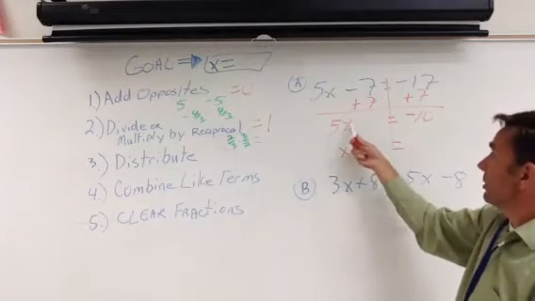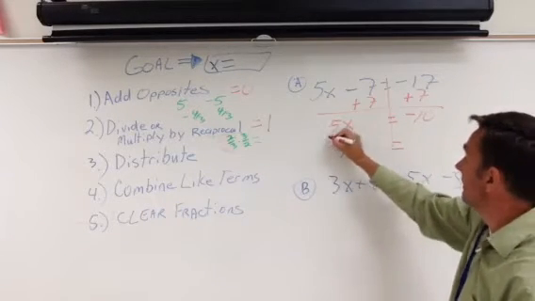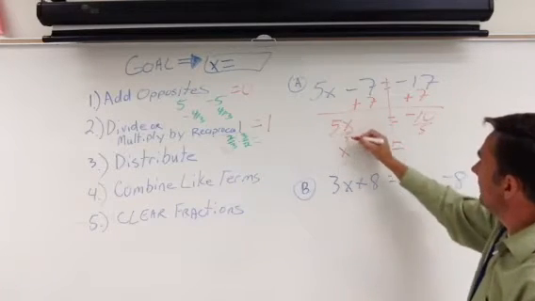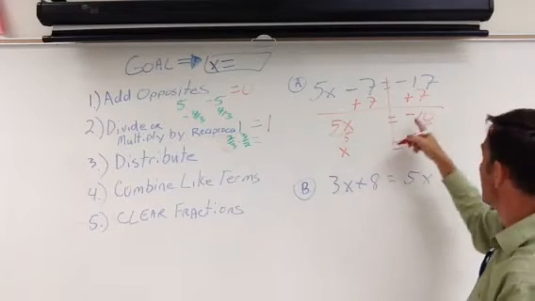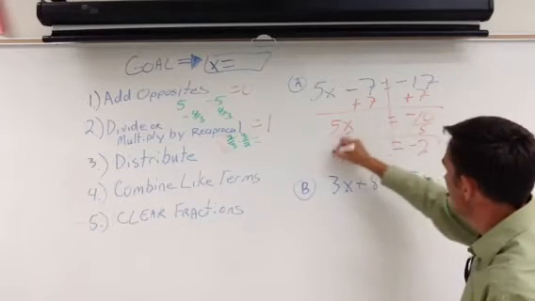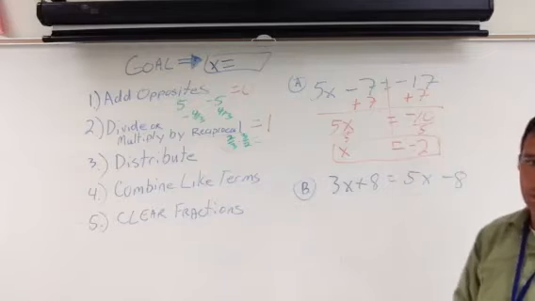We have the 5 multiplying the x, so here we can divide by 5 on both sides. 5 divided by 5, here's our 1x. Negative 10 divided by 5 is negative 2, and that becomes our answer.